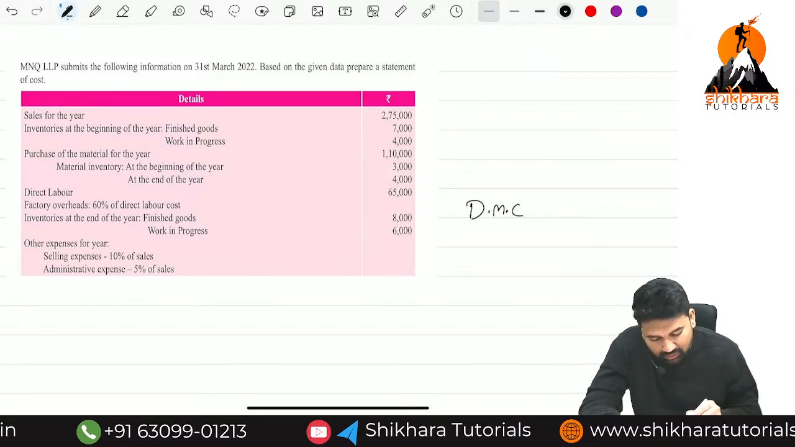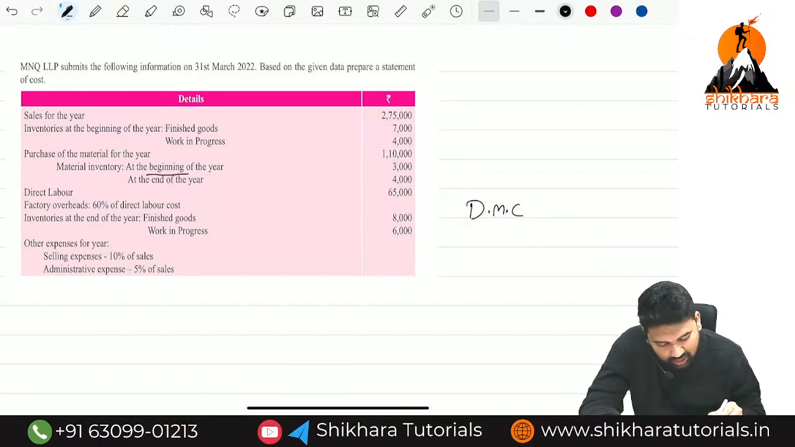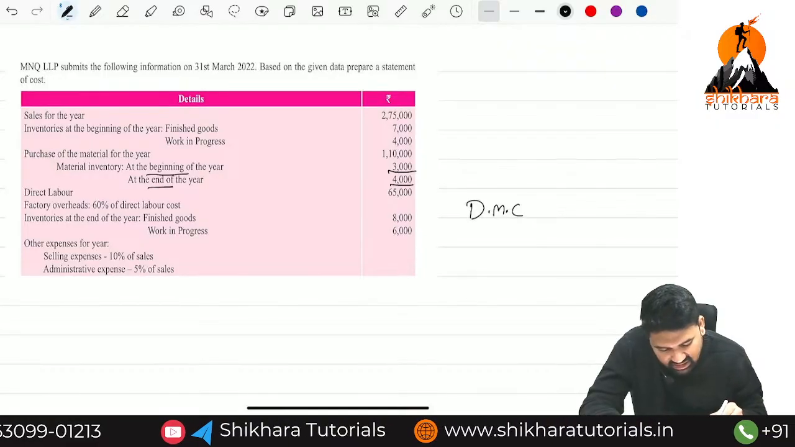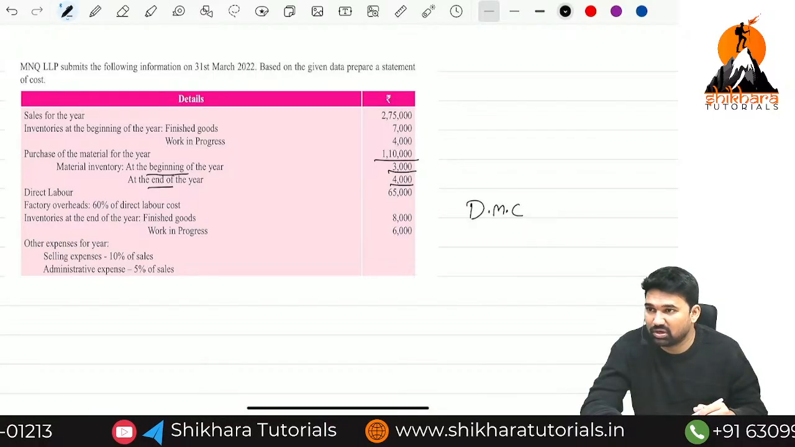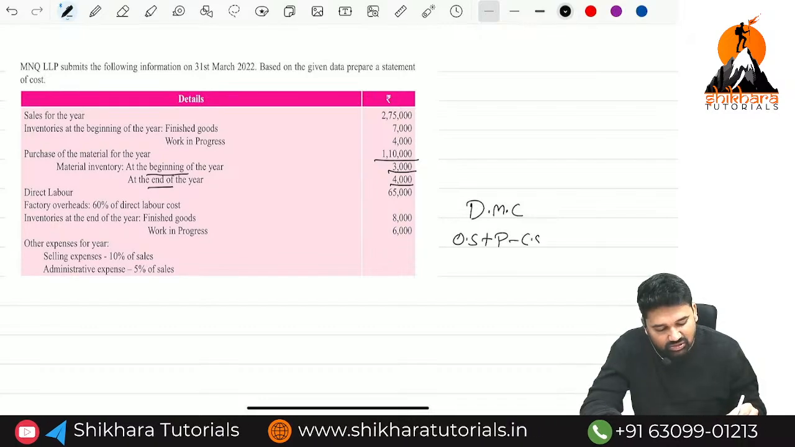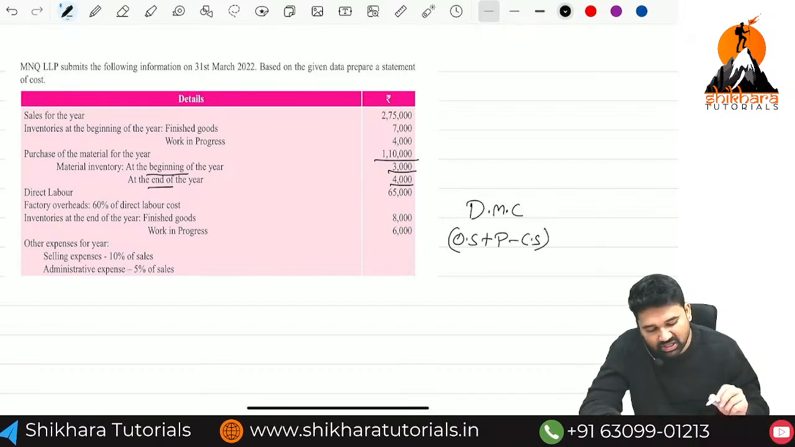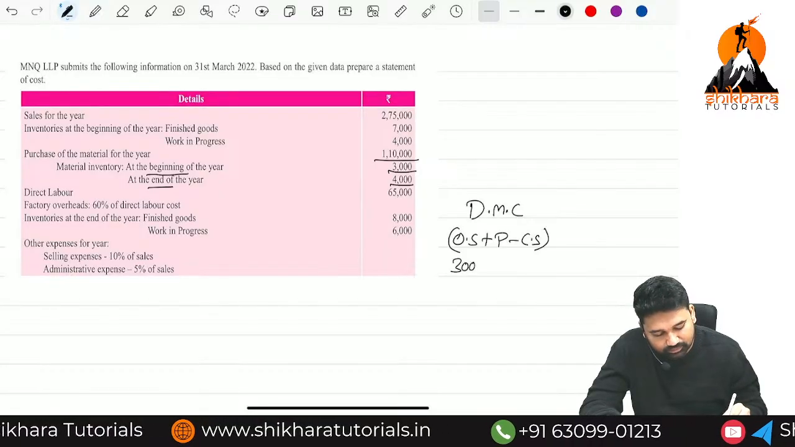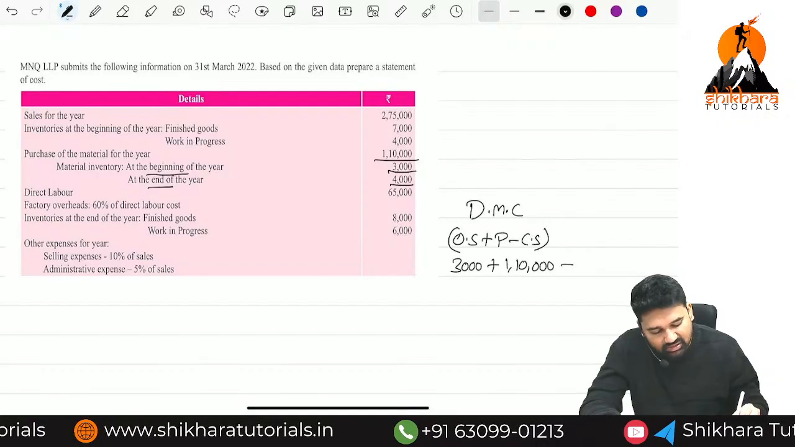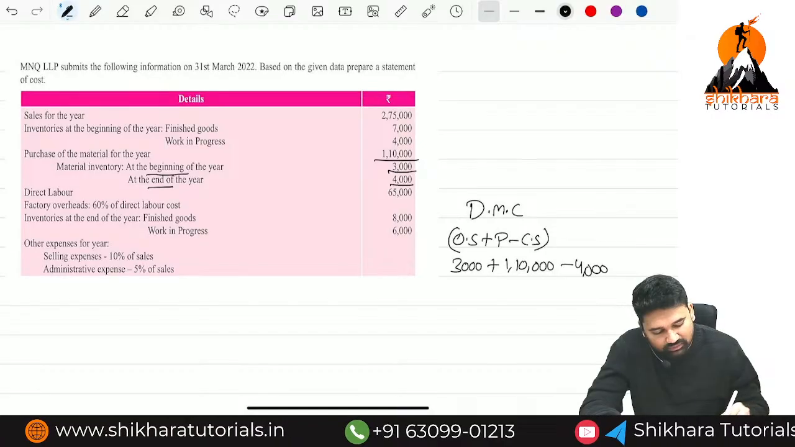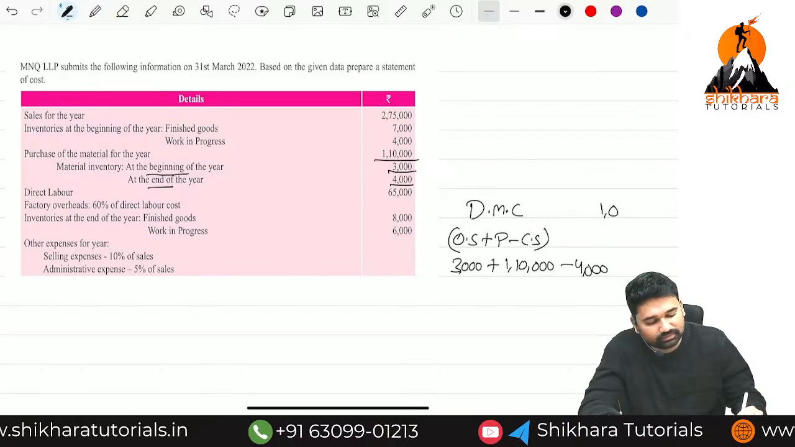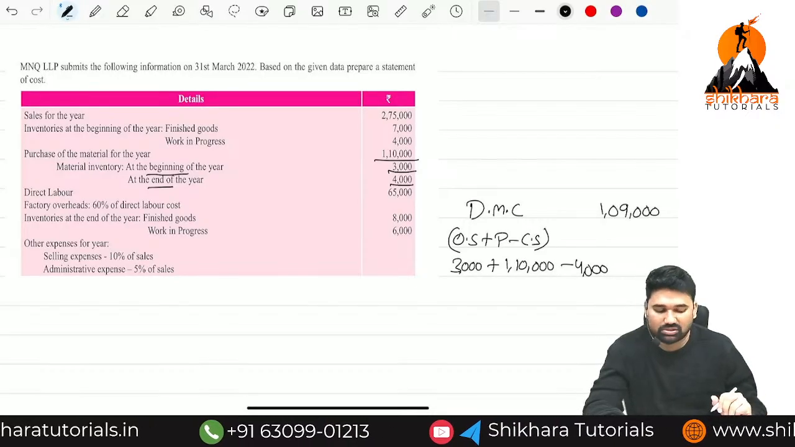Say for example, opening stock of raw material. How much? 3,000. Closing stock of raw material 4,000 and purchases 1,10,000. So what we are supposed to do? Opening stock plus purchases minus closing stock. So opening stock is 3,000, purchases is 1,10,000, minus closing stock 4,000. So it will be 1,09,000, right?